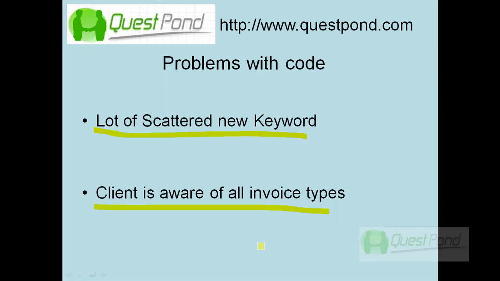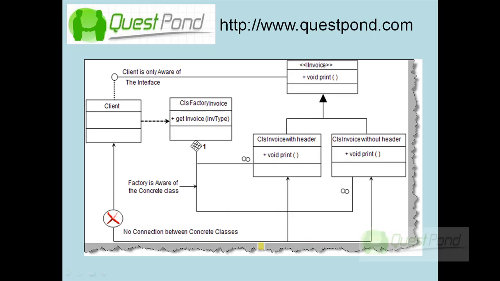So let's iterate. Two big issues with the code: a lot of new keywords, which increases the complexity of your client code. Second, the client is aware of all the invoice types, so if you want to add a new concrete type, you have to recompile your client again. So how do we solve this problem? The answer is factory patterns.